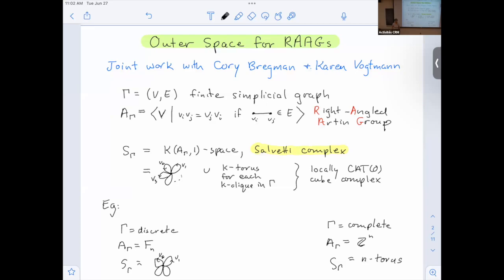And why do we have to do that? Because once we've done that, it's easy to check that what we have is a locally CAT(0) cube complex, and hence its universal cover is CAT(0) and hence contractible. So that automatically means that we have a K(π,1) space. Very nice, simple to think about and describe. So let's just look at a couple of examples.